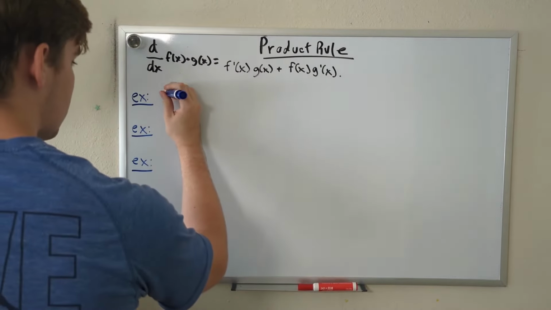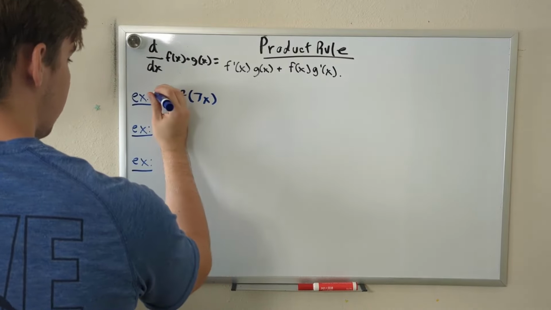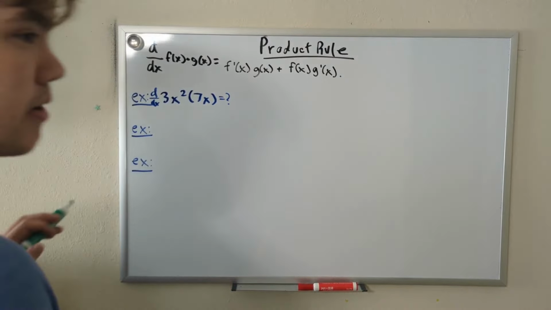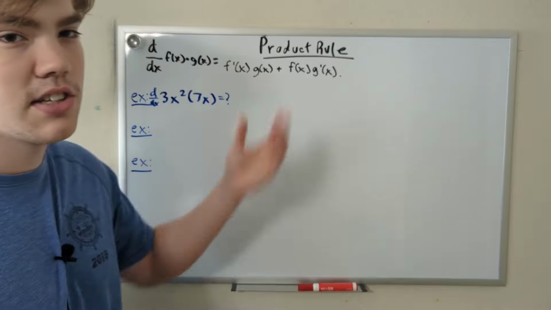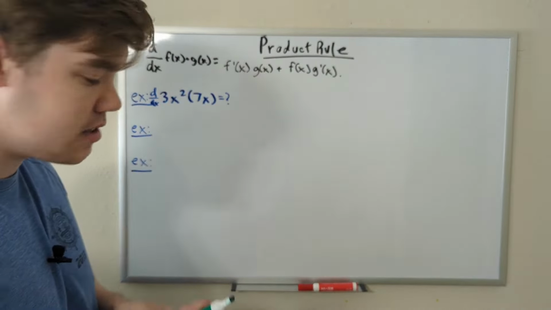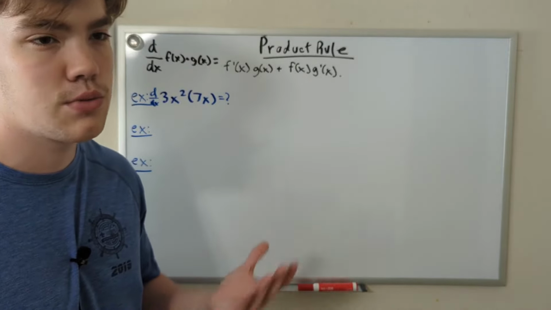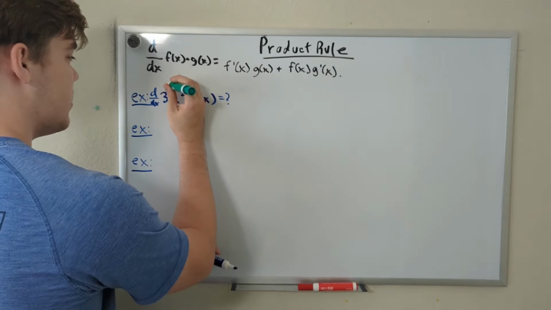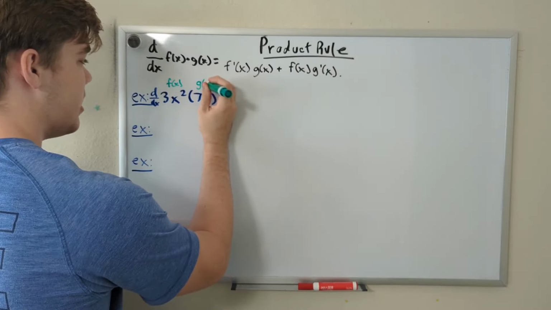Example number 1, 3x squared times 7x. And we want to find the derivative of this function. So how might we find the derivative? Well, clearly we have two functions being multiplied by each other. After all, this is the product rule video. So let's first establish what f of x is and what g of x is. And it doesn't really matter too much if you choose one to be f of x and the other to be g of x. As long as one of them is f of x and the other is g of x, it doesn't matter. For me, I'm going to use the first function as f of x, this 3x squared, and our second function, 7x, as g of x.